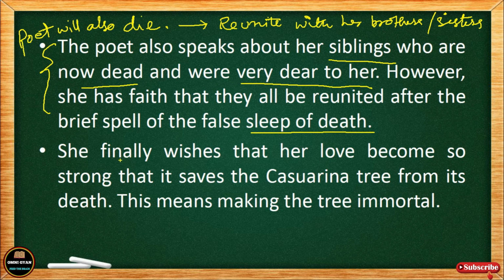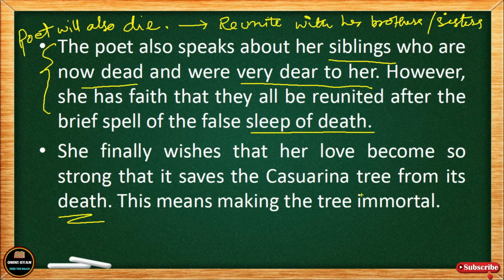She is rather quite satisfied that when this brief spell of sleep is over and I will die, we will again reunite. She finally wishes that her love becomes so strong that it saves the casuarina tree from its death. She says that her love becomes so strong that the casuarina tree does not die.